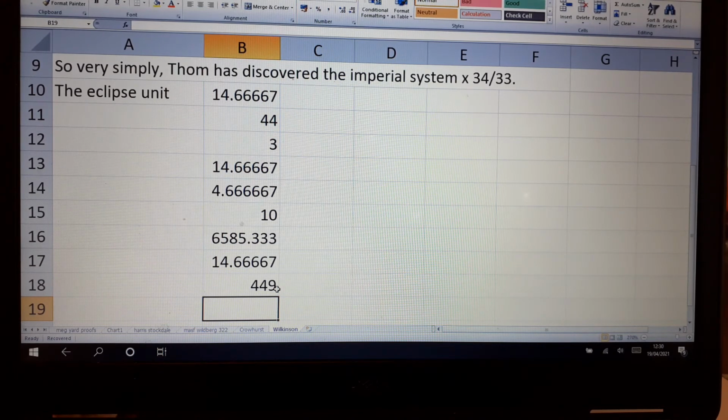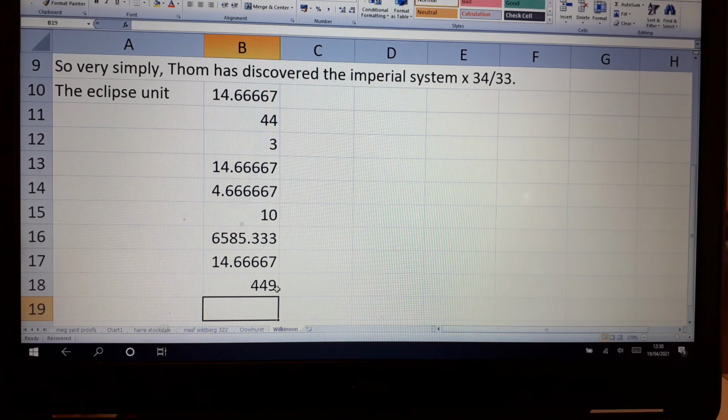And this unit, 14.666R recurring, or 44/3, it's still the same today as it was then. And the Babylonians discovered it. I mean, this 5280 divided by 360, that is the unit. And it also reconciles to root 2, would you believe?